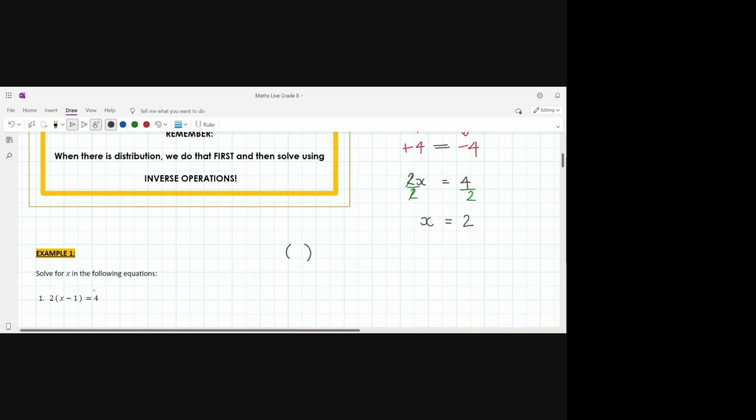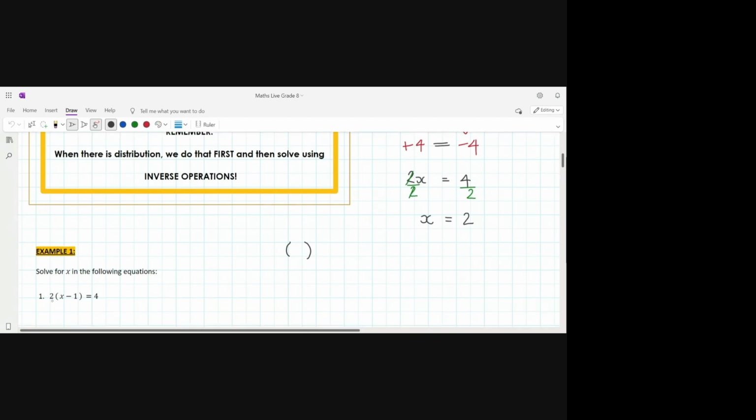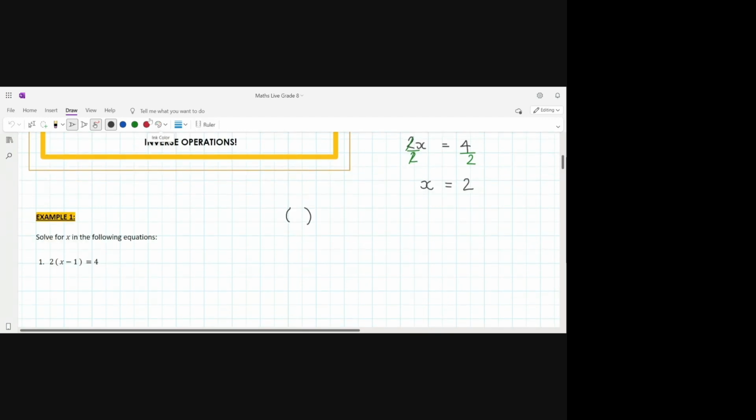So if we look at the question we've got over here, it says solve for x in the following equations. I've got a 2 on the outside of my bracket, so I know that this 2 needs to be distributed into my bracket. I'm going to go 2 times x and 2 times negative 1. So 2 times x gives me 2x, and I want you guys to see how I'm saying 2 times minus 1, because that minus comes with the 1. I'm not just saying 2 times 1, I'm saying positive 2 times negative 1.